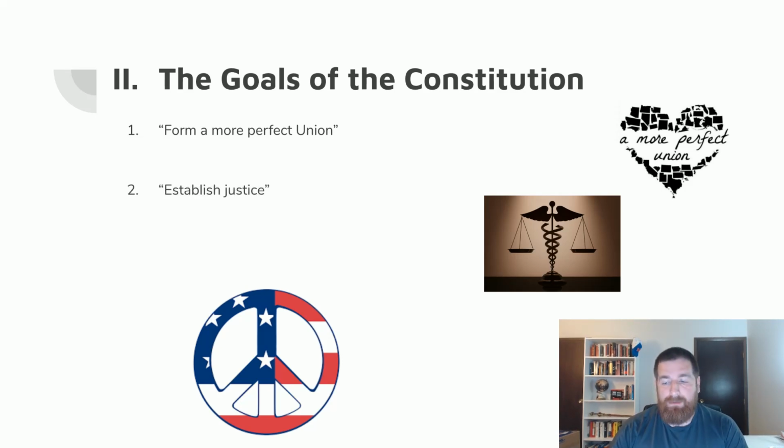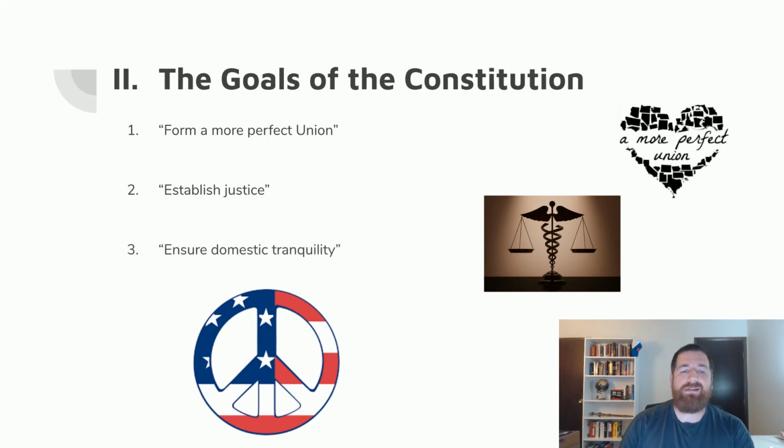Secondly is establish justice. This means the desire to create government based around fair laws that apply equally to everyone. So in other words, creating a just society. Next is ensure domestic tranquility. This means that we want to ensure order and peace for those living within the United States.